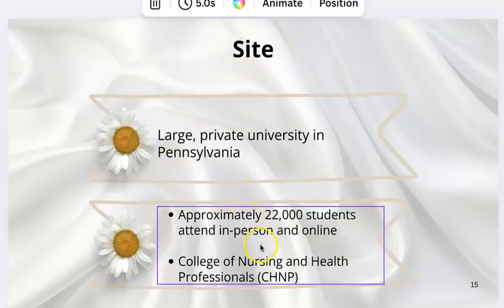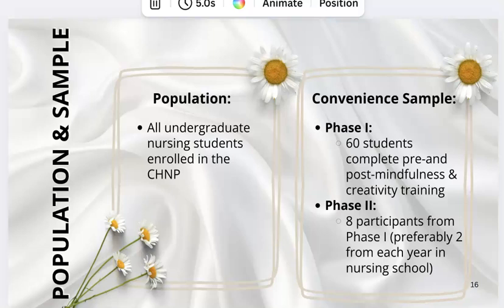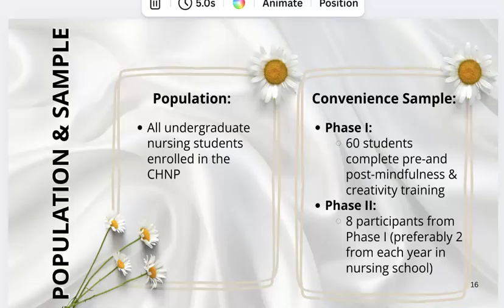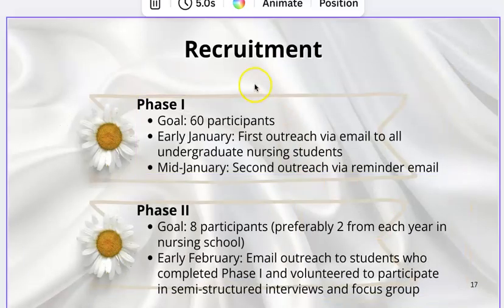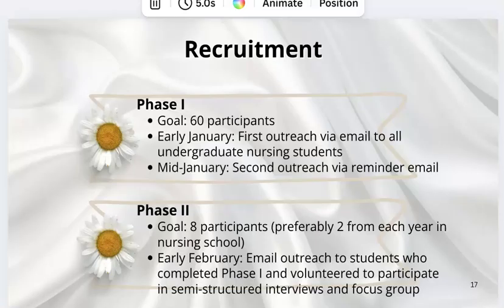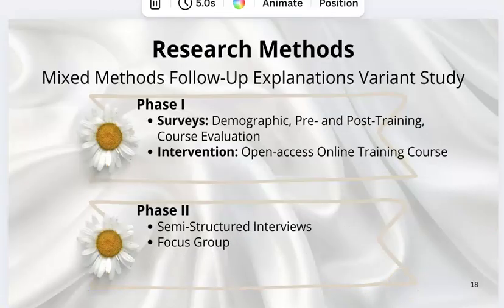We're not getting into this in our particular course, but you can see that this is the research site. This is the population and sample, and I chose a convenience sample, and you can see that I had some recruitment phases, so you can really get more and more in-depth. Your mini research study is going to be far less involved than this, but I just wanted you to understand the full process of how research gets done at the nursing level.